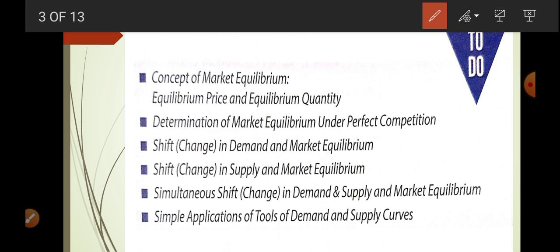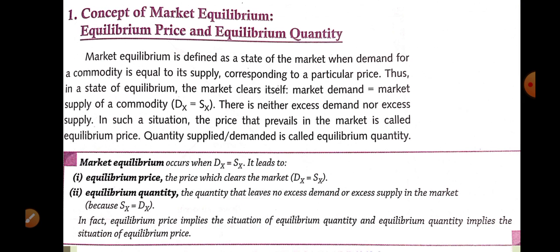So what are the contents of this chapter? First, we are going to learn about market equilibrium, how market equilibrium is decided, then shift in demand, shift in supply, and simultaneous shift in demand and supply and its application. Within that we are going to learn about price ceiling and price floor. Okay students? First of all we are going to start with the concept of market equilibrium. What do you mean by market equilibrium?